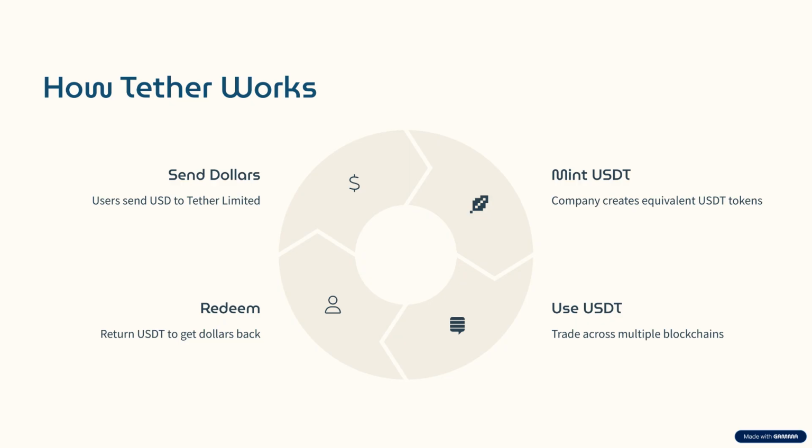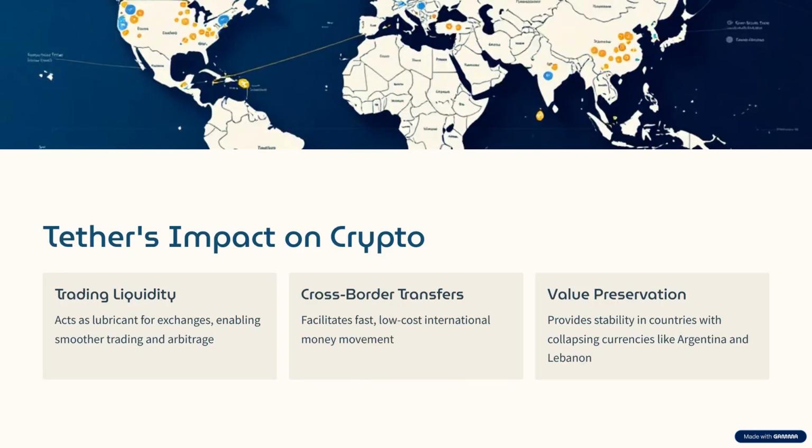USDT runs on multiple blockchains: Ethereum, Tron, Solana, Polygon. It's portable, liquid, and fast. But unlike decentralized protocols, Tether relies on trust. Trust that the reserves are real, trust that they'll honor redemptions, and trust that the system won't break under pressure.